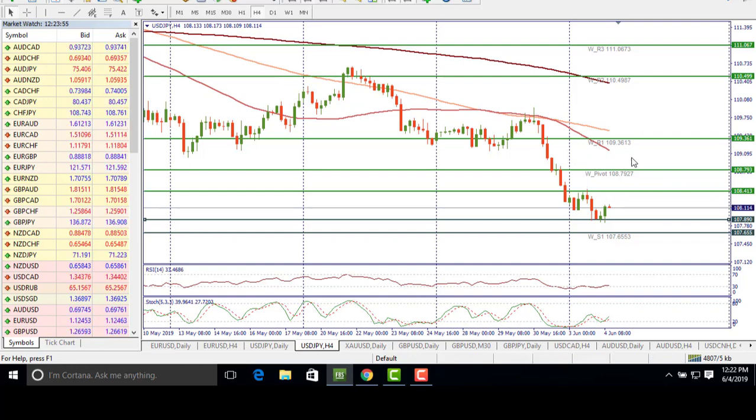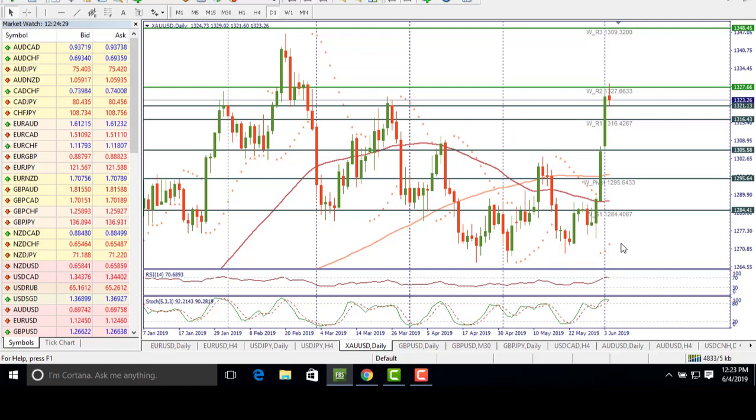The next key level will lie at 108.79. Otherwise, if the Japanese yen continues to pull the pair down, bears will manage to break the support at 107.89, and the next support will lie at the weekly pivot at 107.66.